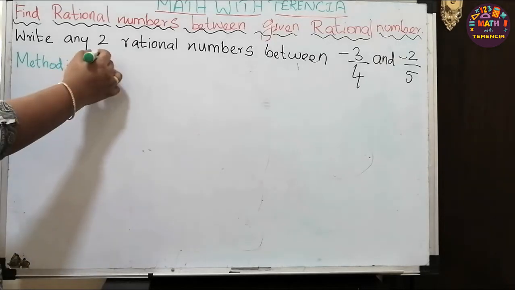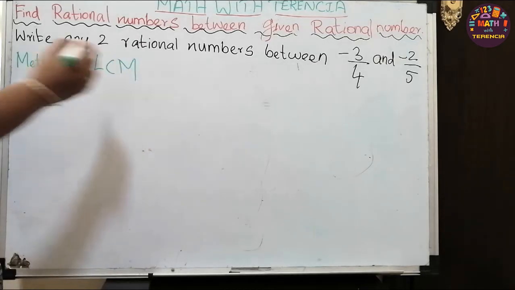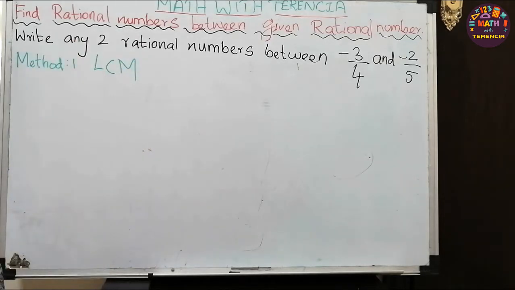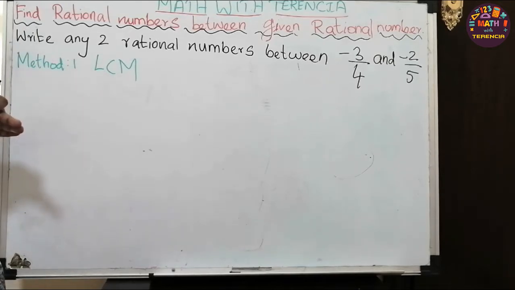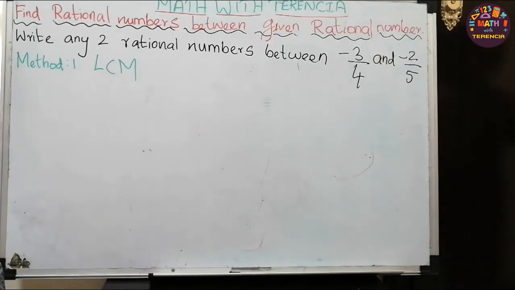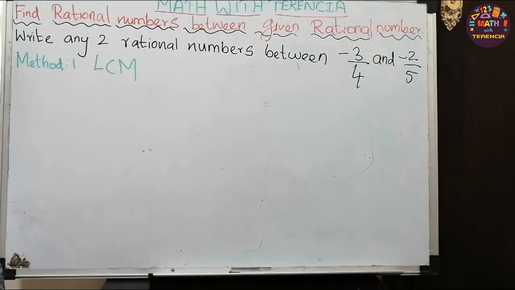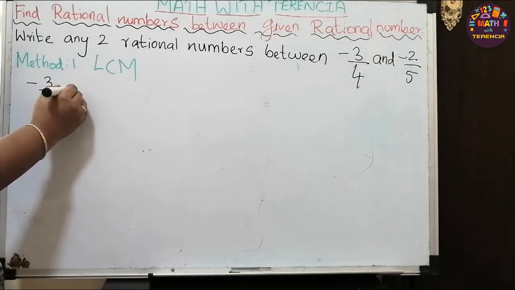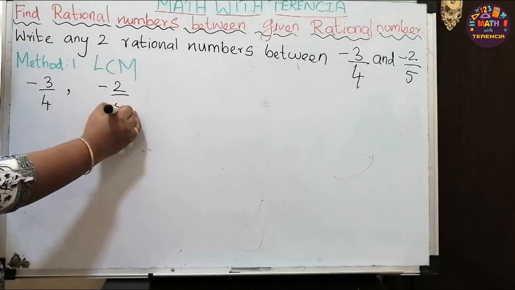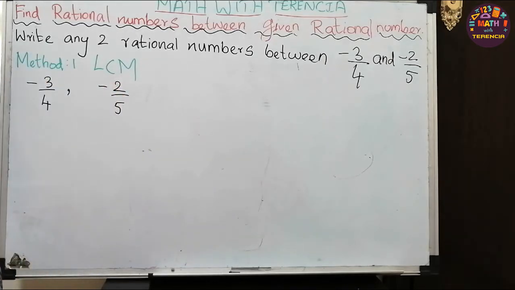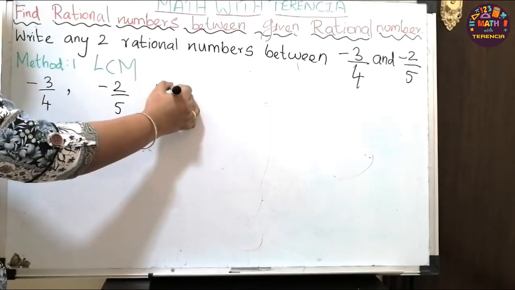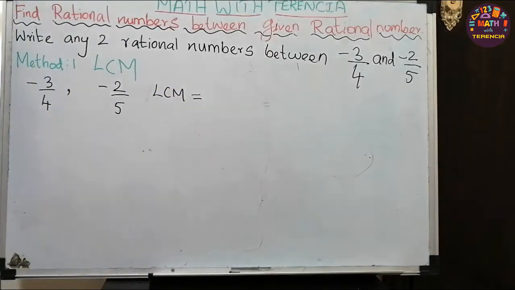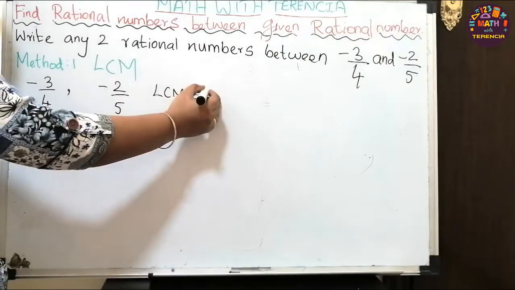So the first method is LCM method. As we know how to compare two rational numbers, we find the LCM of the denominators. The same thing we are going to do here. So take minus 3 by 4 and minus 2 by 5. Find the LCM of the denominators. LCM of 4 and 5 will be 20.